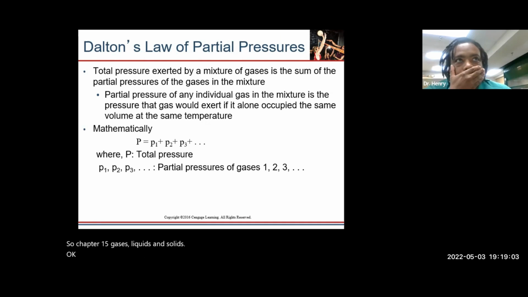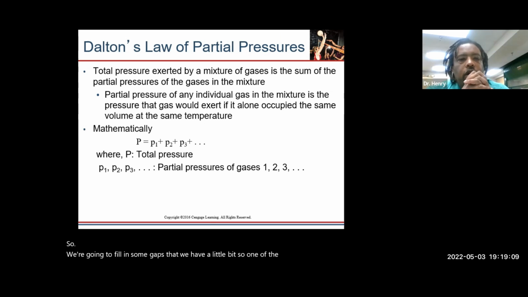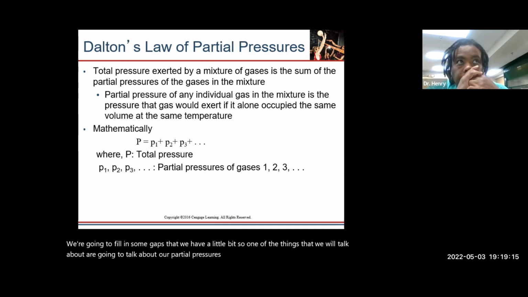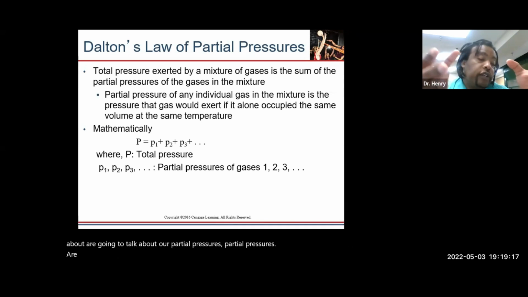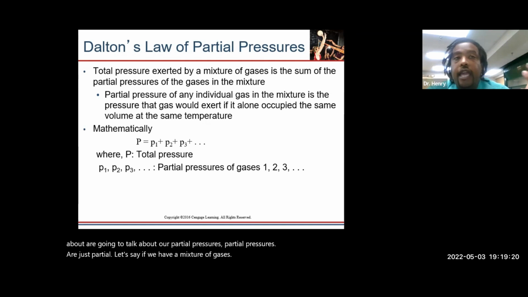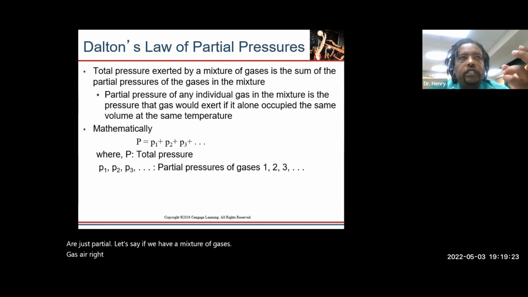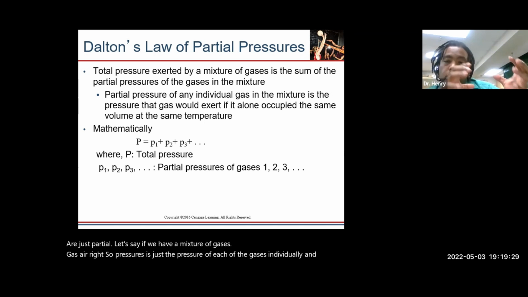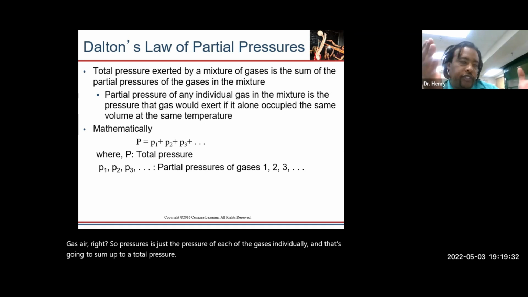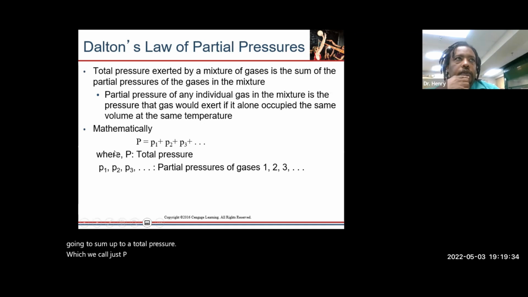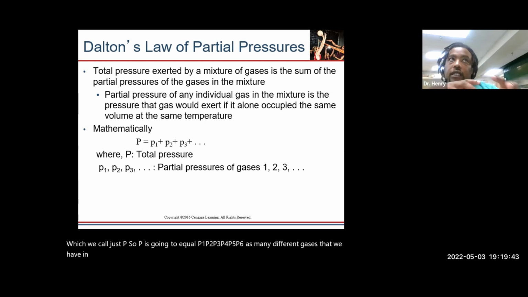Okay, so we're going to fill in some gaps that we have a little bit. One of the things that we're going to talk about is partial pressures. Let's say we have a mixture of gases, like air, right? Partial pressure is just the pressure of each of the gases individually, and that sums up to a total pressure, which we call P. So P is going to equal P1 plus P2, P3, P4, P5, P6, as many different gases as we have in there that aren't reacting with each other.